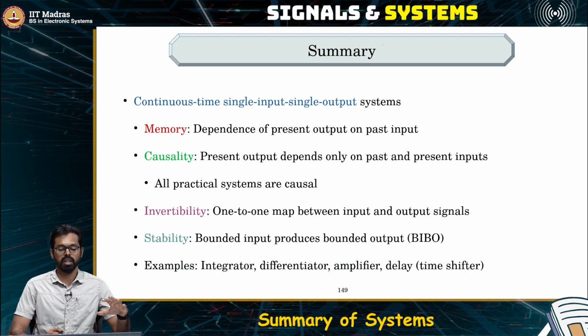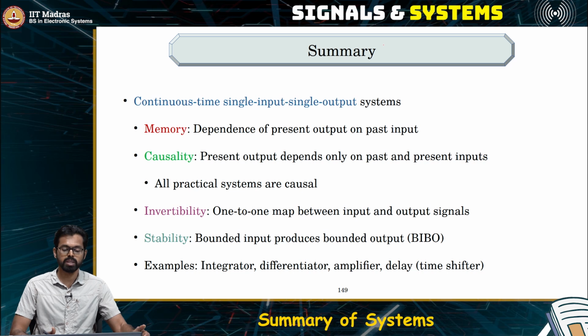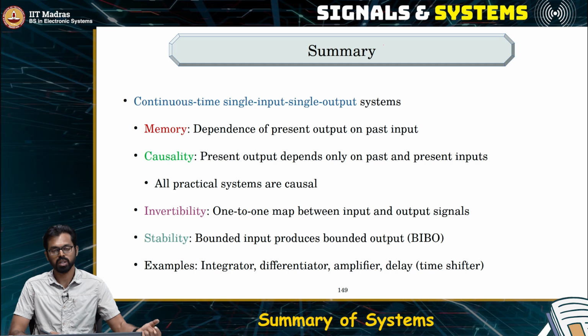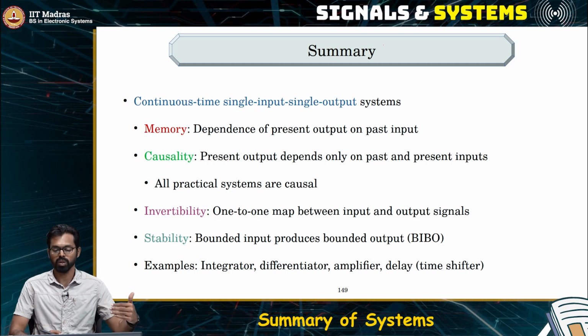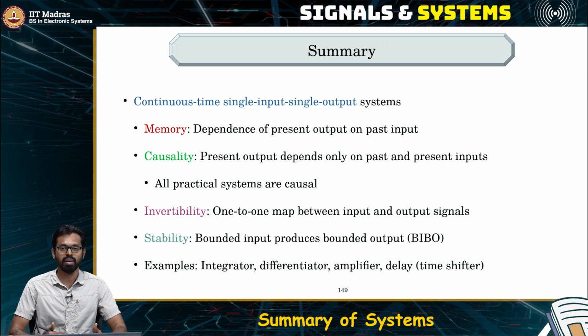And then we said it could have certain properties, and then we defined those properties. The first property was memory. What memory meant is that if a system produced an output which depended on not only the present input but also the past input, such systems could have memory.